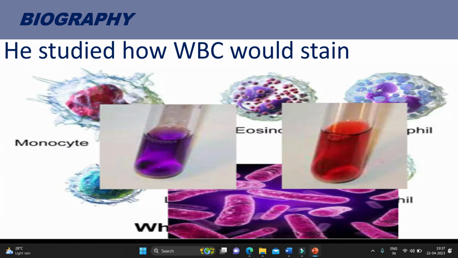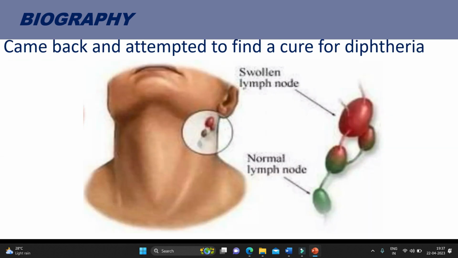When we talk about this revolutionary introduction, he studied WBC, white blood cells, that can be stained using methylene blue stain. He also brought about the standardization of manufacturing the anti-diphtheria serum, and he brought about the drug to cure the disease called diphtheria.